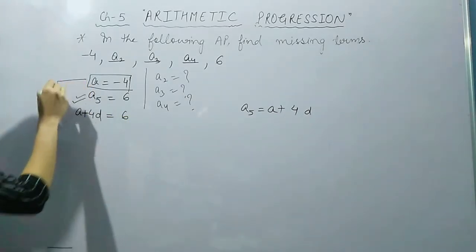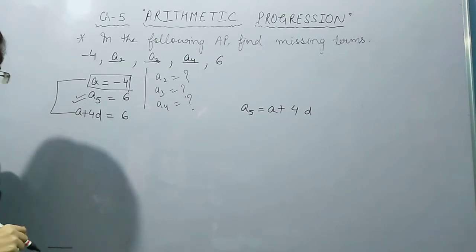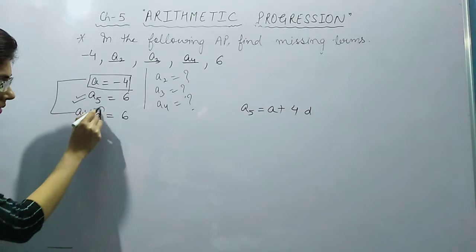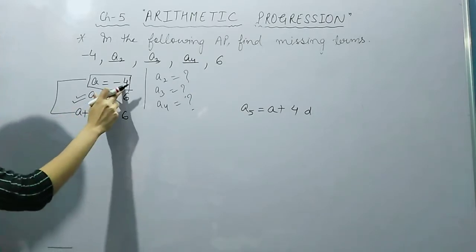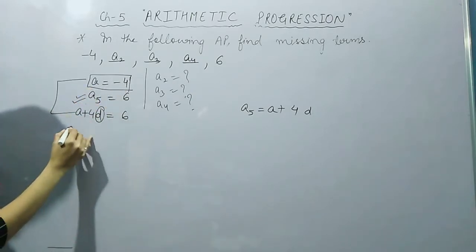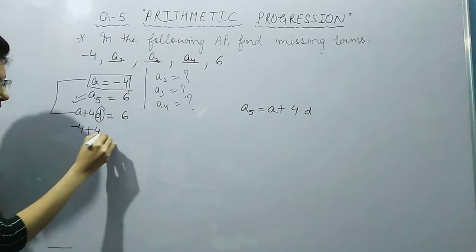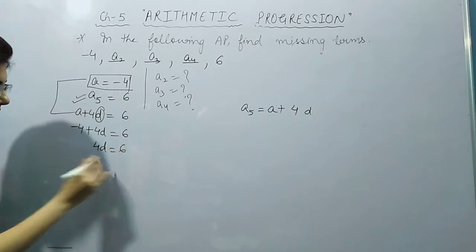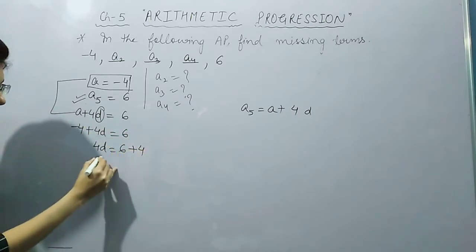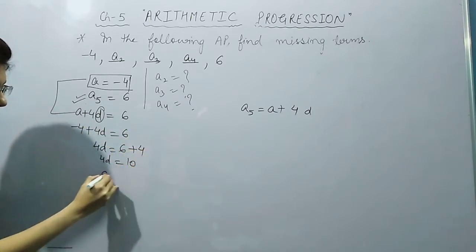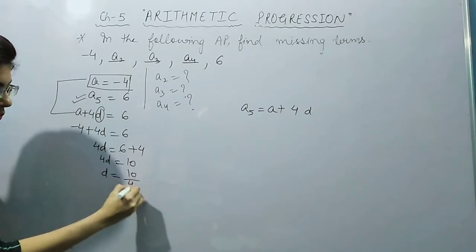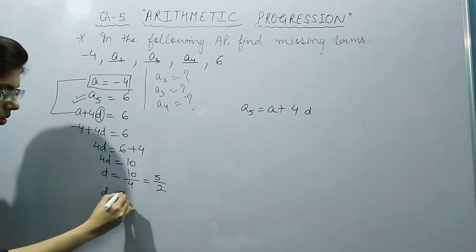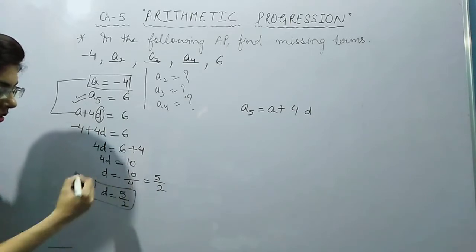Now we shall think about these two. What can be done? I can put this value of a here to get the value of d. So putting the value of a, minus 4 plus 4d is equal to 6. 4d is equal to 6 plus 4. 4d is equal to 10. D is equal to 10 over 4, which is 5 over 2. So d we have got, that is 5 over 2.